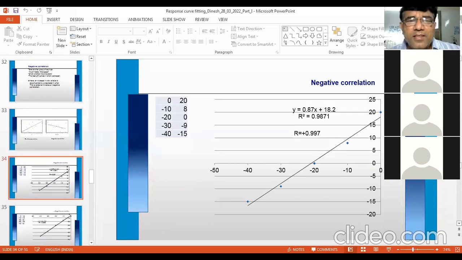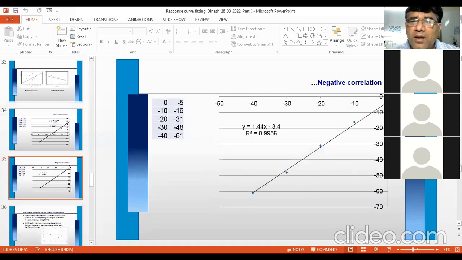So you can see this case. On the left side, you get some data: 0, -10, -20, -30, -40. So X is decreasing. And you see Y. Y is also decreasing: 28, 0, -9, -15. And this line means this is your positive correlation. This is also a positive correlation.